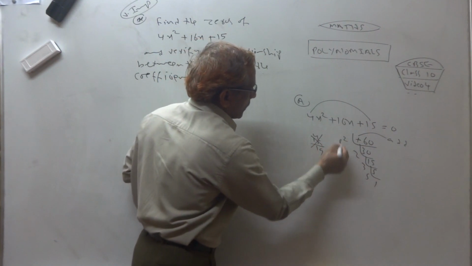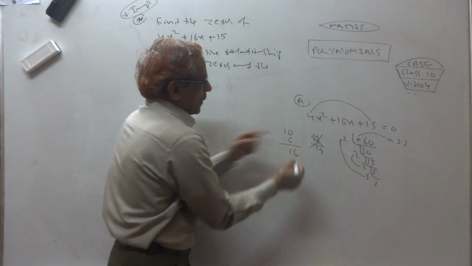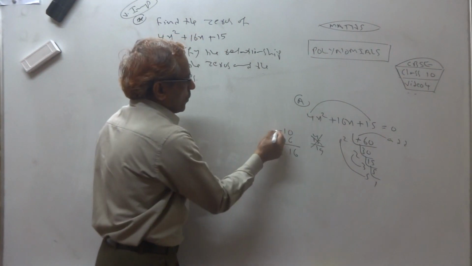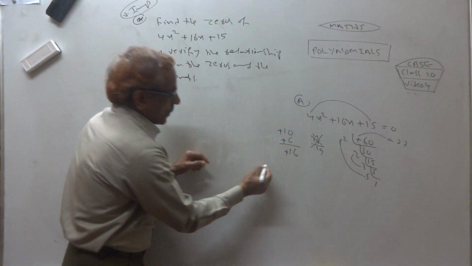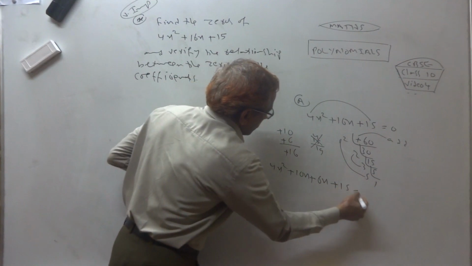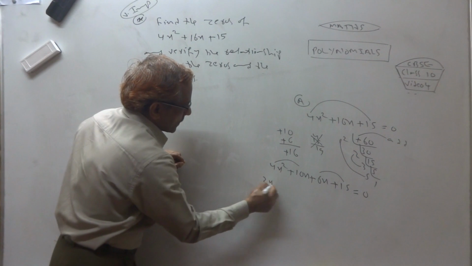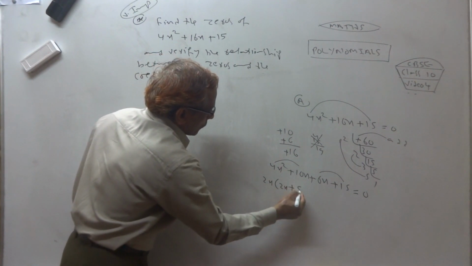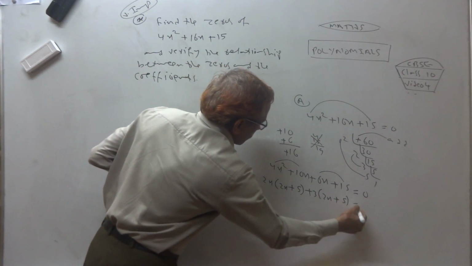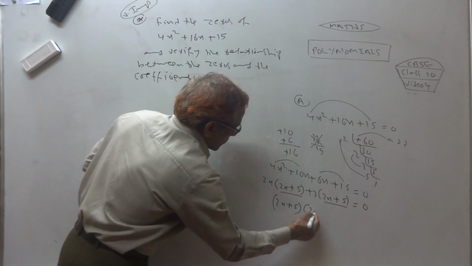Now I am changing the idea. 2 fives are 10, 2 threes are 6, 10 and 6 make 16, I got it, both plus. So 4x squared plus 10x plus 6x plus 15. What is common in these two? 2x. 2 twos are 4, 2 fives are 10. In these two, 3 is common, 3 twos are 6, 3 fives are 15. These two are the same, you write 1. This is second.